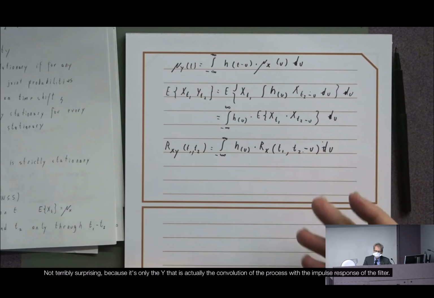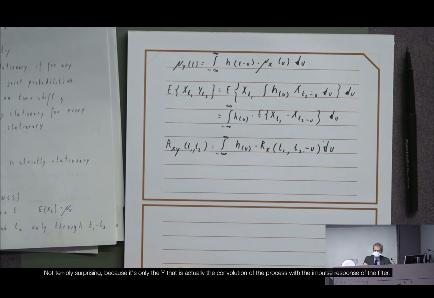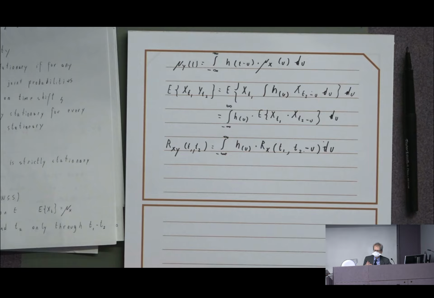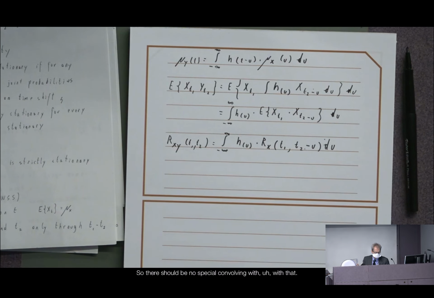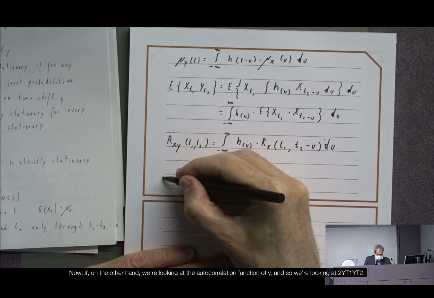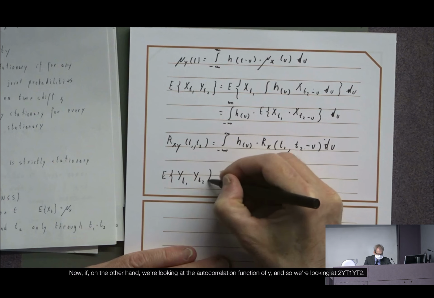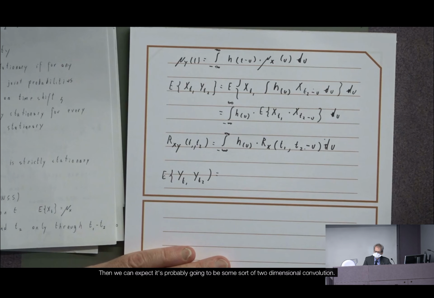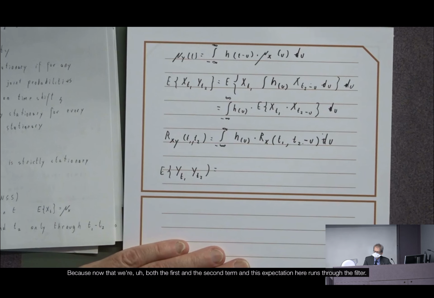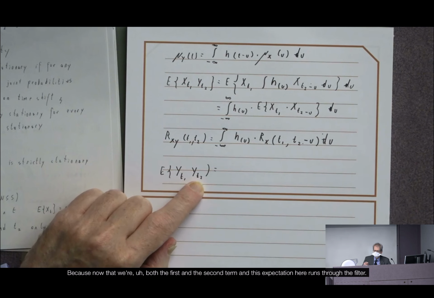Not terribly surprising, because it's only the y that is the convolution of the process with the impulse response of the filter. The x we have no further processing of, so there should be no special convolving with that. Now, if on the other hand we're looking at the autocorrelation function of y, so at y(t1) y(t2), then we can expect it's probably going to be some sort of two-dimensional convolution, because now both the first and the second term in this expectation run through the filter.